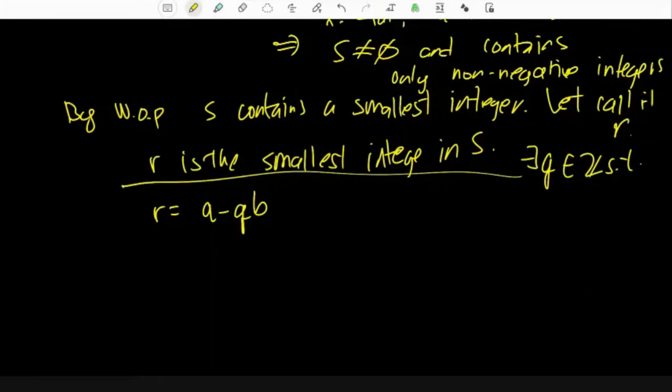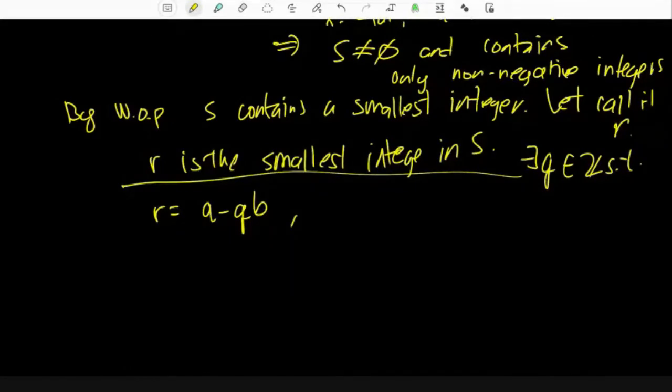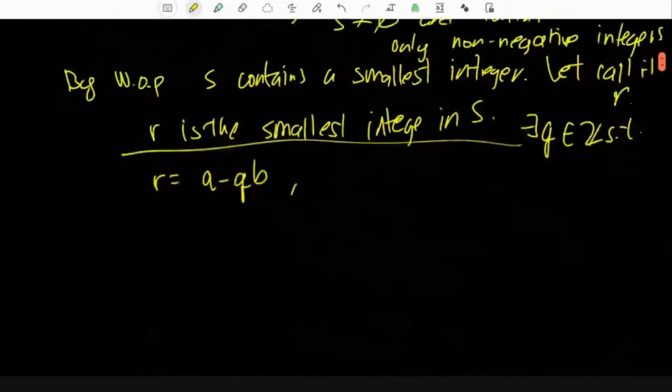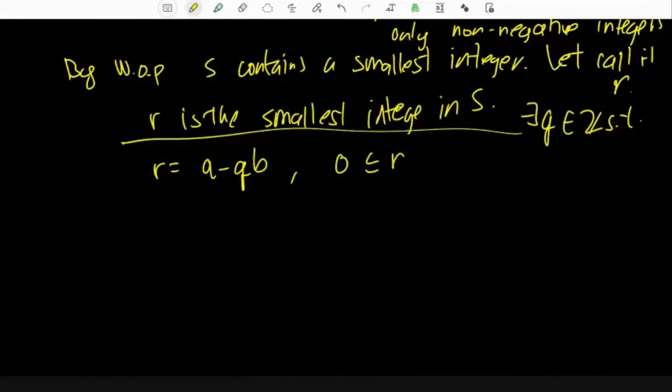R belongs to S. Now, anong alam natin dito? Ang alam pa lang natin, yung R greater than or equal to 0. Kasi yun naman yung mga laman ni S eh. Mga greater than or equal to 0. So, alam na natin na ang R laging greater than or equal to 0. So, kailangan na lang natin establish na ang R ay less than B din. Para kumpleto na yung existence natin. Meron na tayong R, meron na tayong Q. Kailangan na lang yung requirement ng R being from 0 to B.